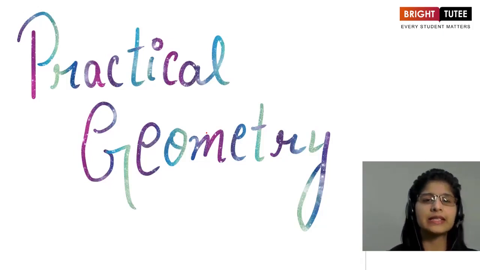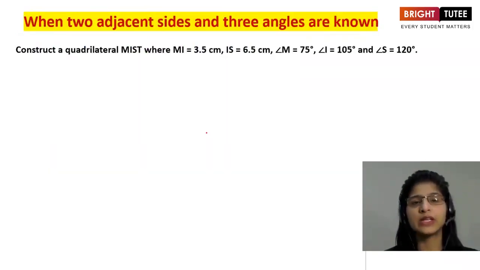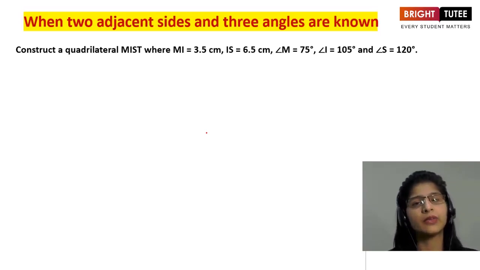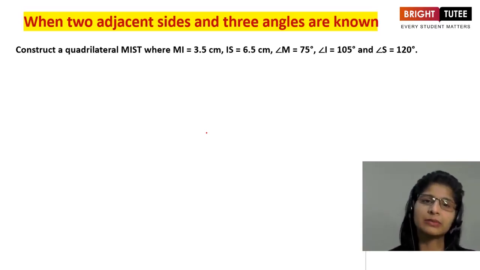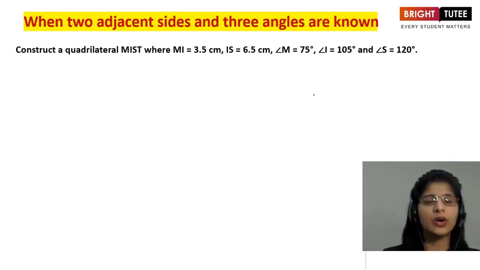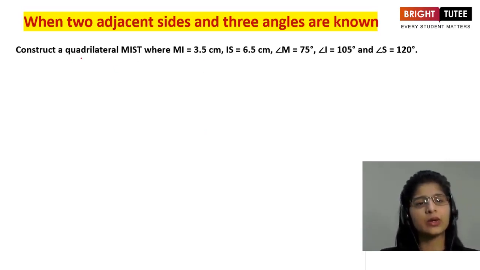So the third case is when two adjacent sides and three angles are known to us. What is known to us? Two adjacent sides and three angles. To understand it, we'll do one example, then discuss some of the things, reason it out, and then we'll practice questions based on the same thing, where adjacent sides and three angles are given to us.